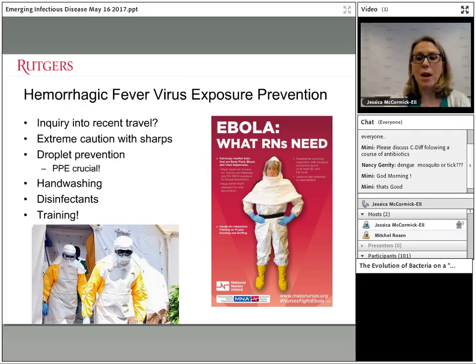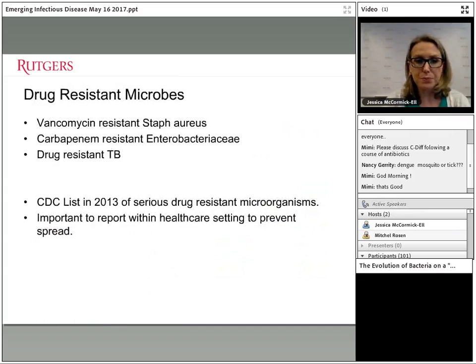Sitting and learning about this kind of training in a room on a computer is not really very effective, especially when you're dealing with the personal protective equipment items. And so I'm going to switch gears now, away from things that we may not see very often in clinical settings to things that clinicians see every day. And this is really the drug-resistant microbes.